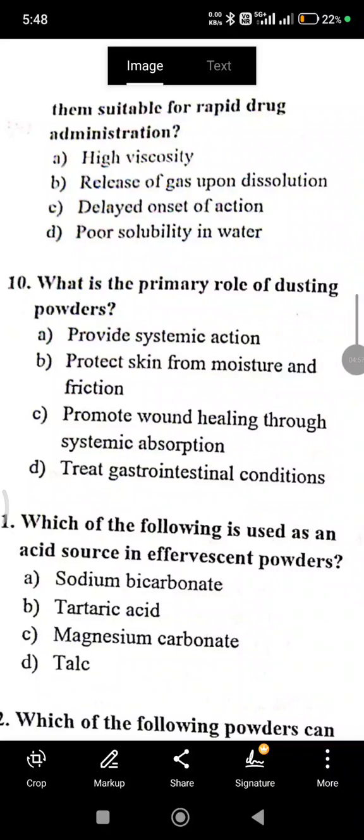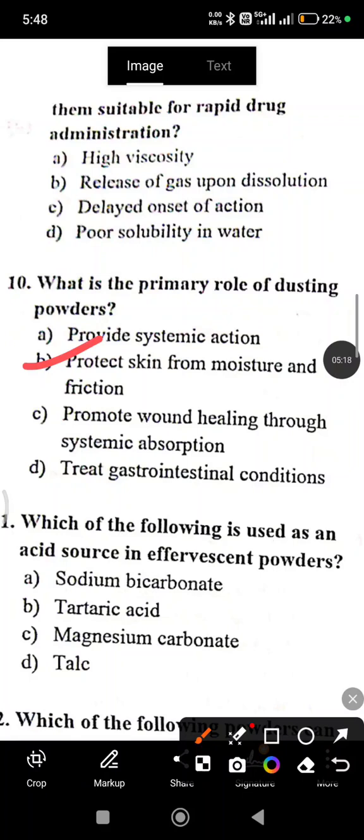Let's go to question number 10. What is the primary role of dusting powders? They protect skin from moisture and friction. Protect skin from moisture and friction. That is B, the right answer.